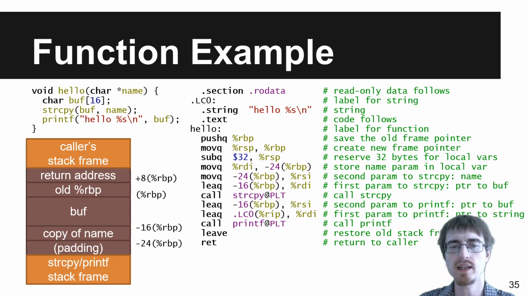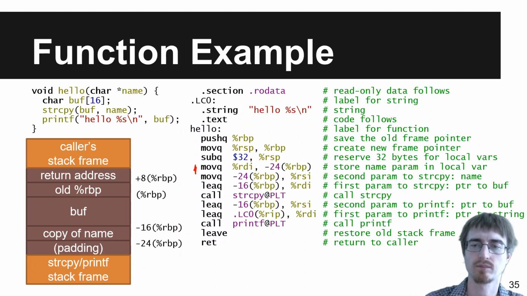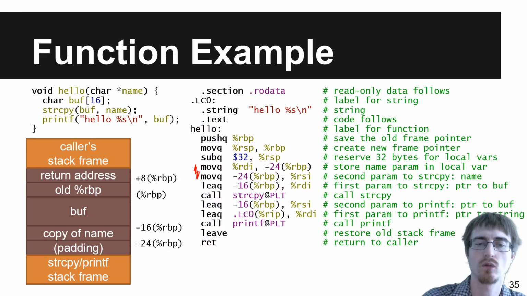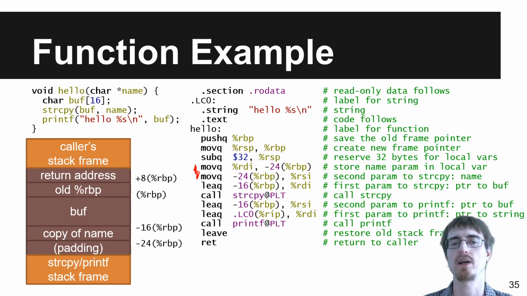Okay, next step. So now we're here. We move RDI, which is the first parameter, so by convention, the first parameter is stored in RDI, to RBP minus 24. So this is a local variable stored in the stack frame. Well, next, we're going to pass this name as a parameter to the string copy function. Right, so here we load the value again from the stack frame and store it in RSI, which is used for the second parameter of a function call.